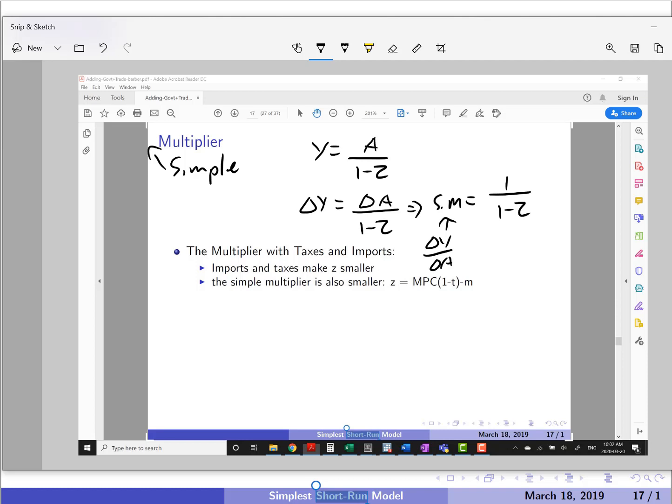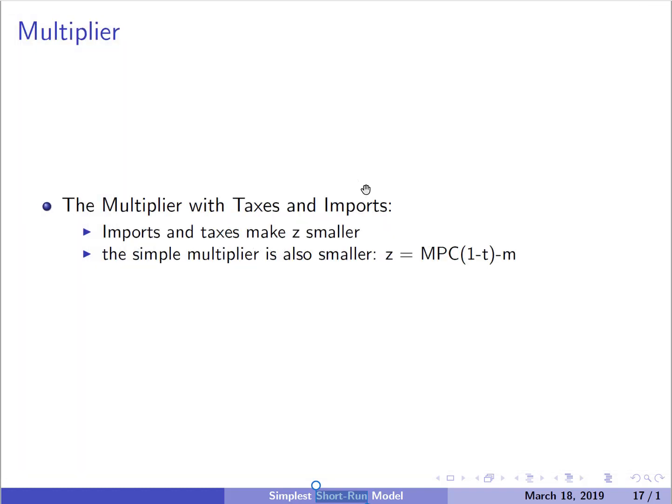Before, the simple multiplier was just equal to the marginal propensity to consume, or this B. Now we're multiplying it by 1 minus T, which is less than 1. And we're also subtracting the marginal propensity to import, or M. So this is getting smaller, which means our Z is getting smaller, which means our simple multiplier is getting smaller. Which means now every time we increase autonomous aggregate expenditure by $1, our equilibrium actual national income is going up by a smaller amount than it used to. So that's how the simple multiplier is being changed.